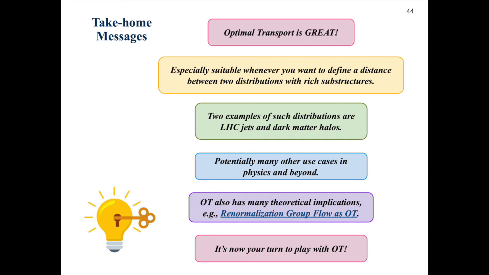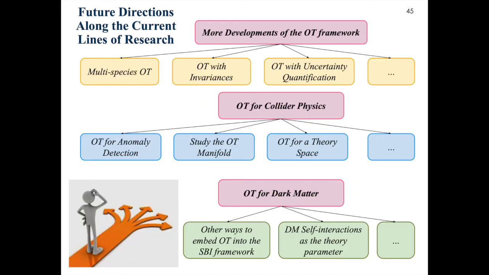I've shown you its usages in jet tagging and the inference of the dark matter halo mass, but you can come up with your own creative applications. I also wish to point out that OT proved useful in a more theoretical setting, such as a study in this recent very exciting paper. This is about the equivalence of the OT flow with exact renormalization group flow. So check this out if you are interested.